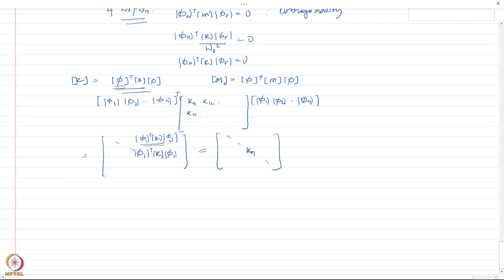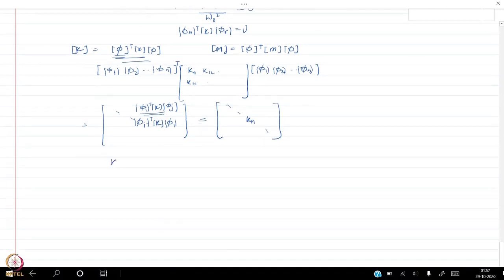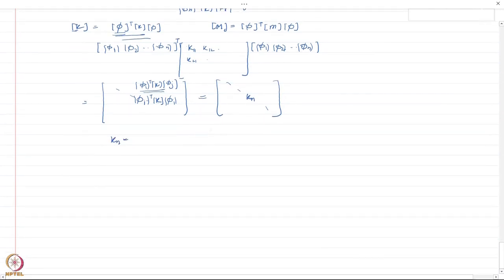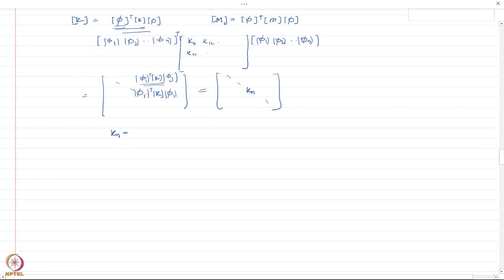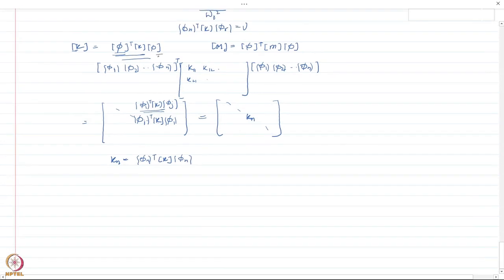Okay, and those diagonal terms can be written as kn. So if you consider the nth diagonal term, the kn can be written as phi n transpose times k times phi n. So this matrix is actually a diagonal matrix, and each element of this diagonal matrix can be represented as kn equal to mode shape transpose times k times the same mode shape.